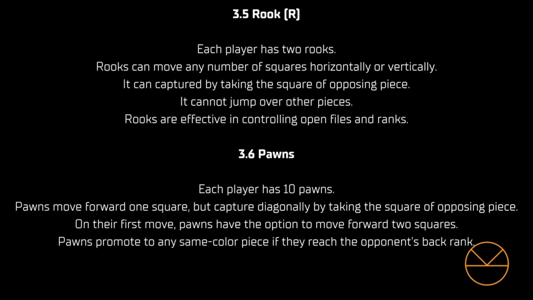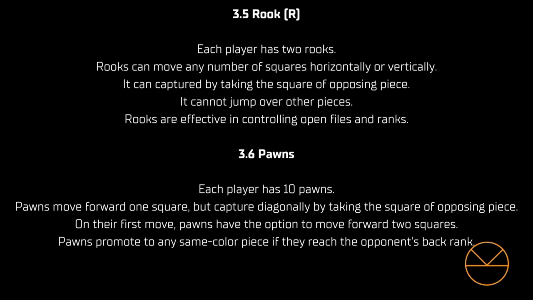3.5 Rook R. Each player has 2 rooks. Rooks can move any number of squares horizontally or vertically. They can capture by taking the square of an opposing piece. They cannot jump over other pieces. Rooks are effective in controlling open files and ranks.